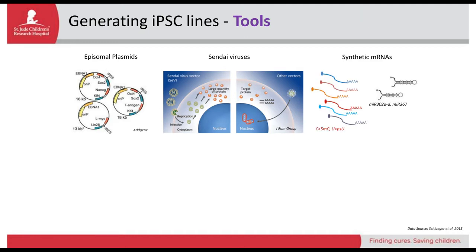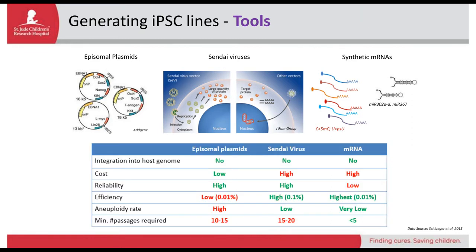And the third method, which is my personal favorite, is using synthetic modified mRNAs, which code for the reprogramming factors. These mRNAs are modified, as shown here, to not trigger the cell's innate cellular immune response, which can affect the stability of the mRNA and translation efficiency. So the modification makes sure that the mRNA is stable and is able to undergo translation efficiently.